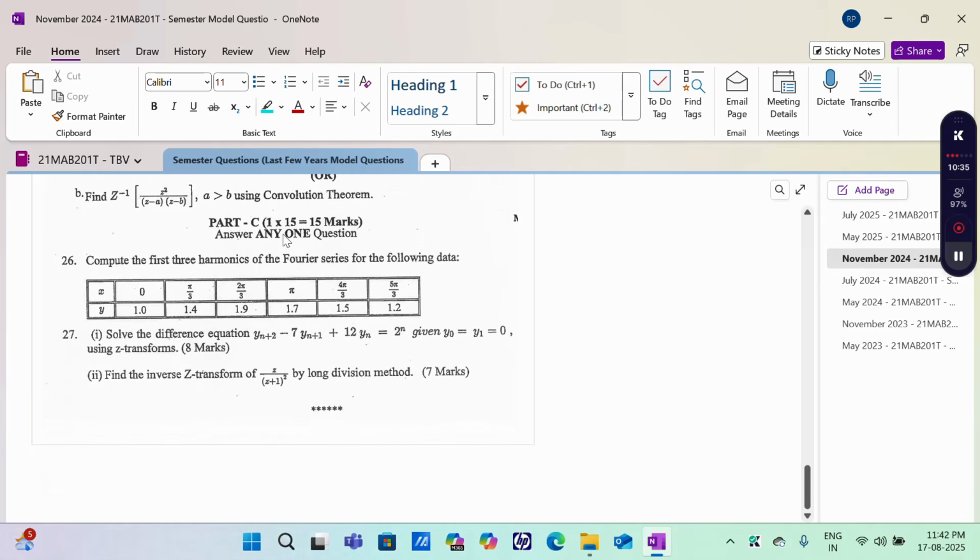And part C, 15 marks, two questions are given, write any one. So the 26th is unit 2, Fourier series, a harmonic analysis problem, and the 27th, the first one is Z transform, the other one is inverse Z transform.